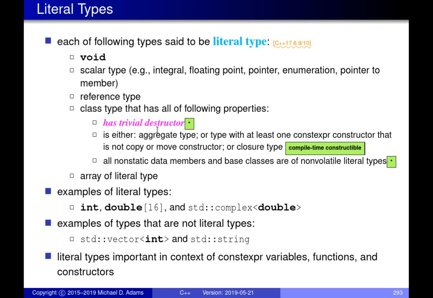Essentially, a lot of the constraints that are placed on what you can and can't do with respect to constexpr will say something like, you can only do this if the type is a literal type. And the reason why is that if things aren't a literal type, for example, if they don't have a trivial destructor, you start to run into problems with respect to compile-time computation.